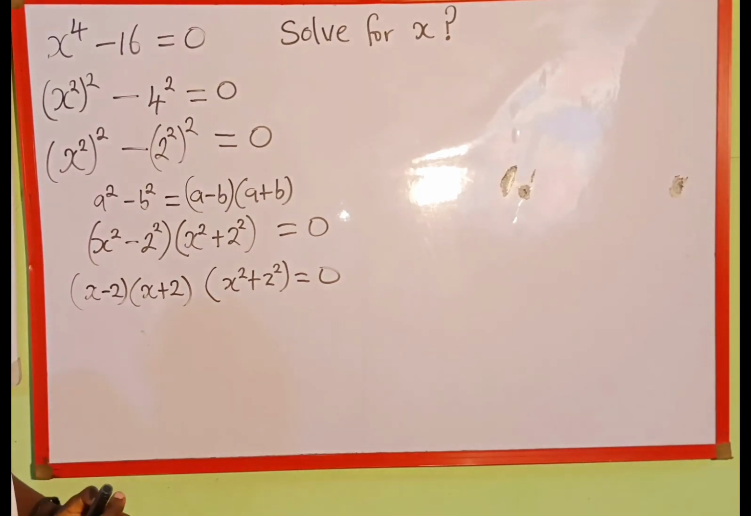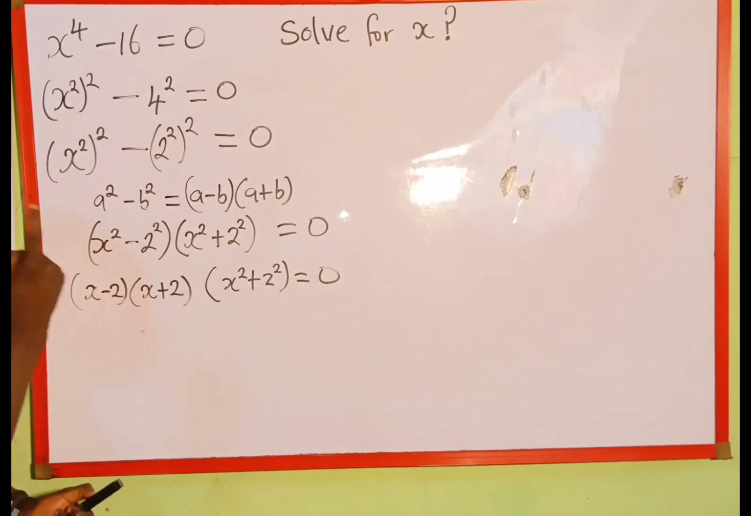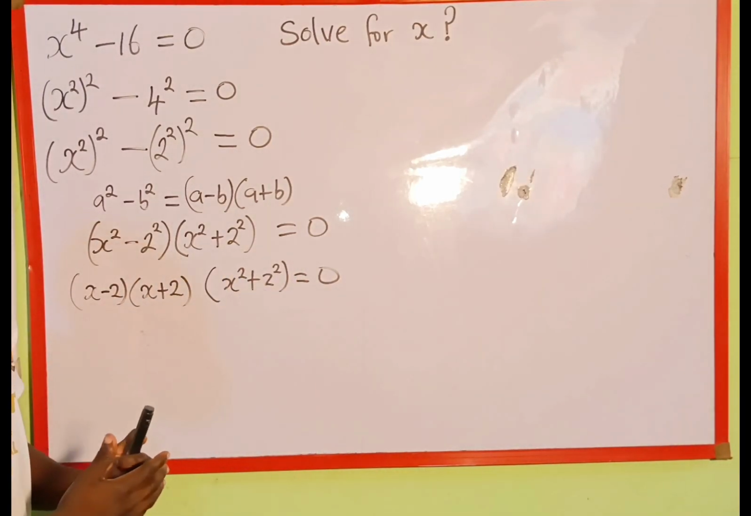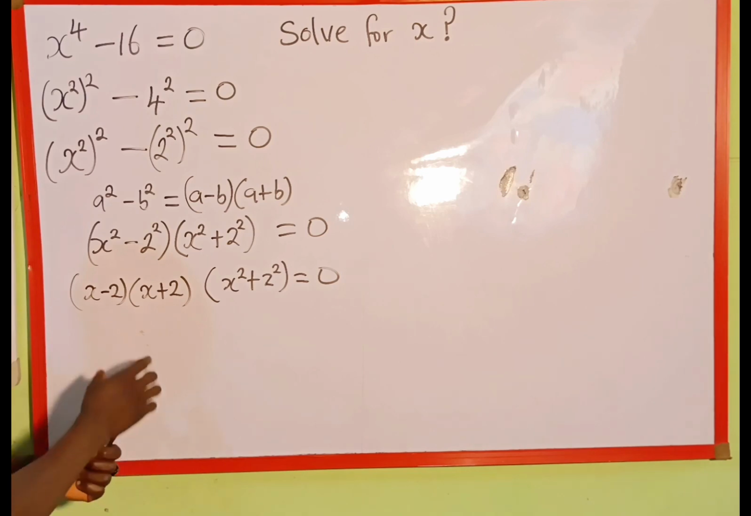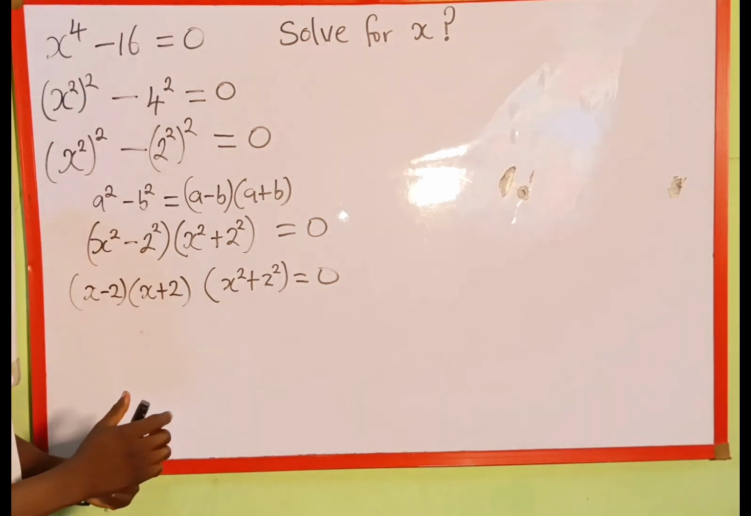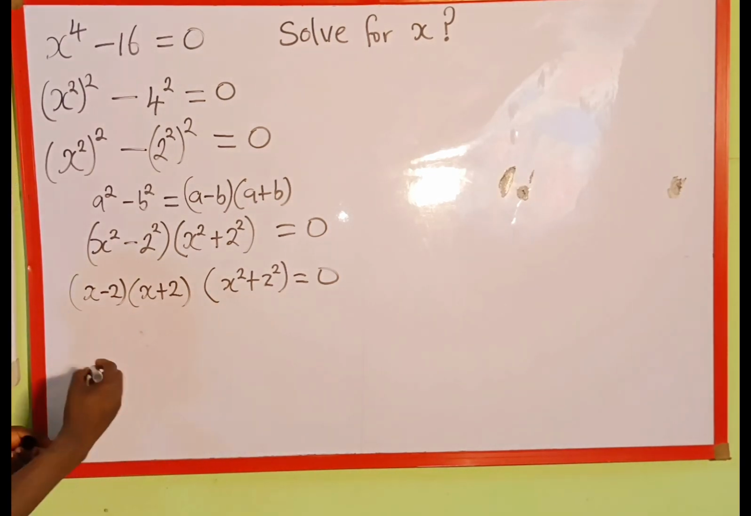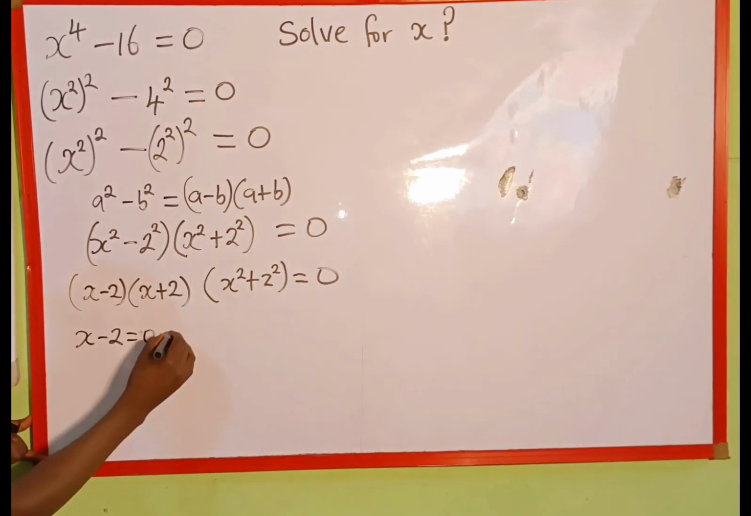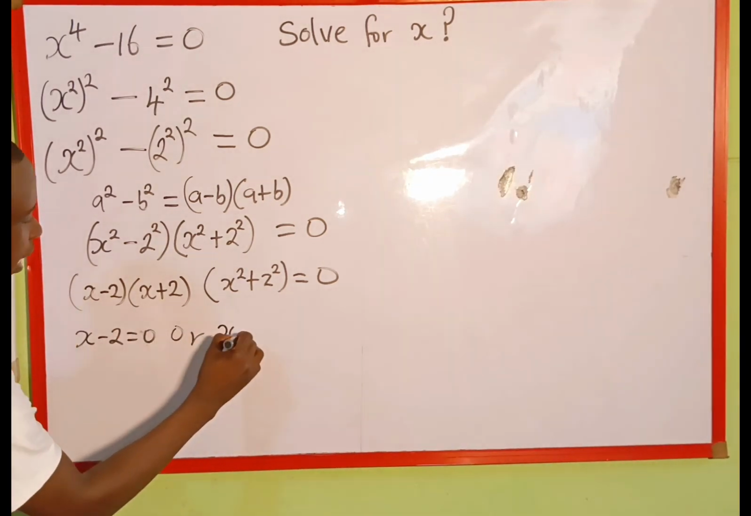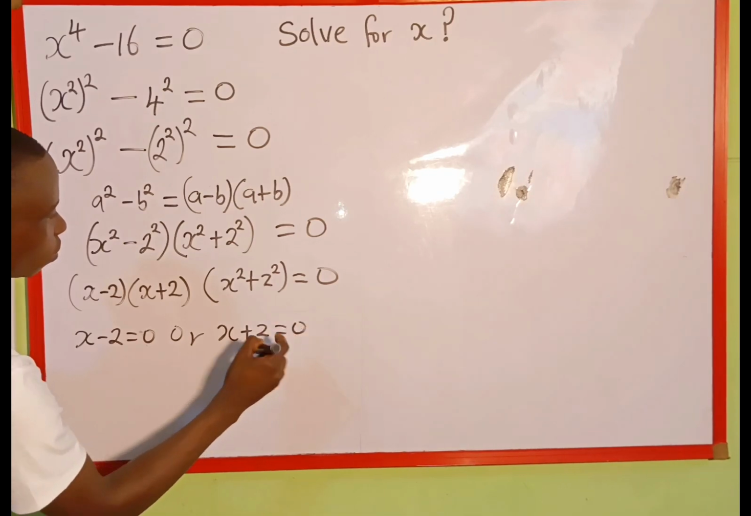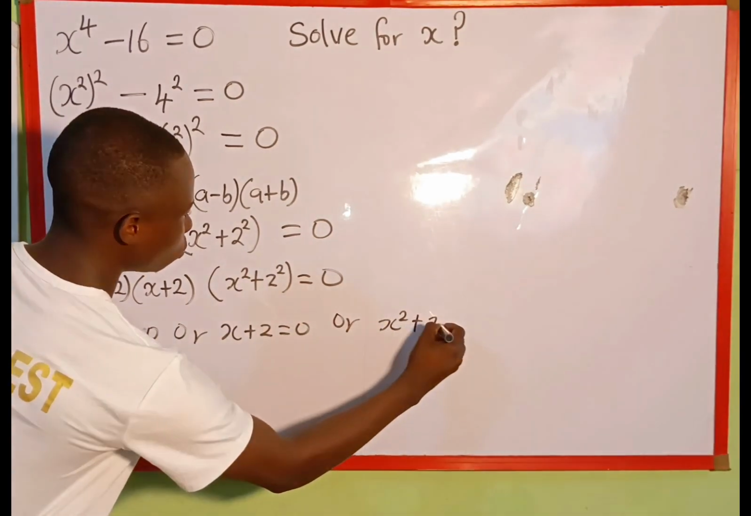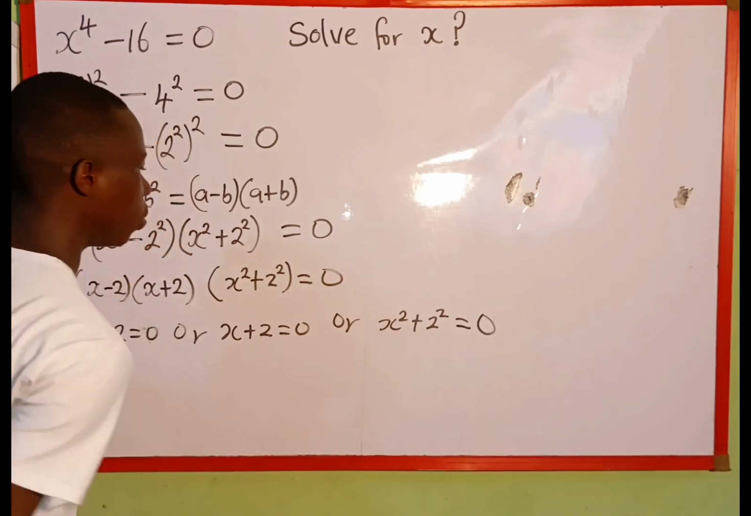So this implies that one of these three terms must be 0 before the right hand side can be 0, but we don't know which one of them is 0. So we are going to equate the three of these terms to 0. Then we solve for x. So the first term is what? X minus 2 equal to 0, or the second term x plus 2 equal to 0, or the third term x squared plus 2 squared equal to 0.